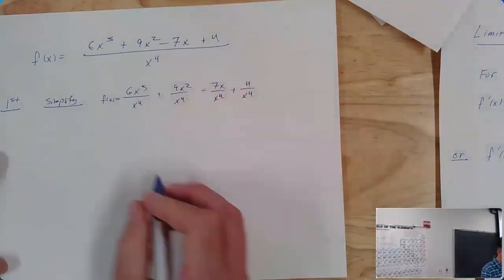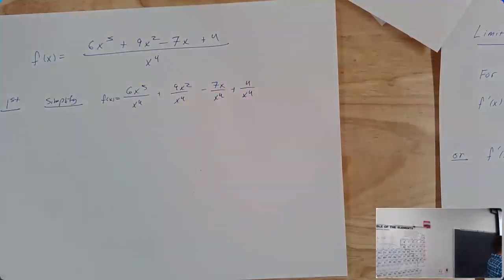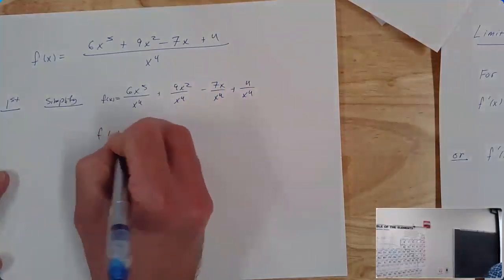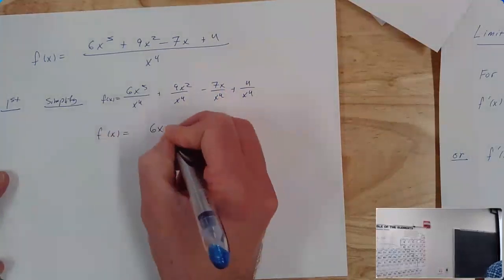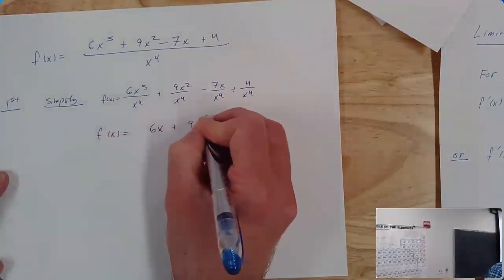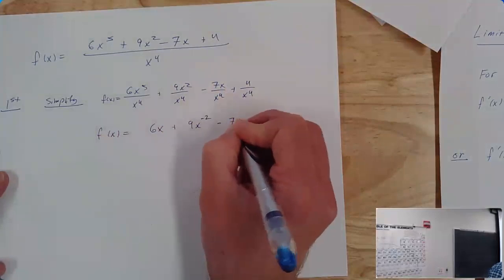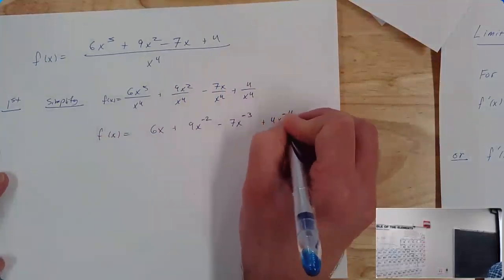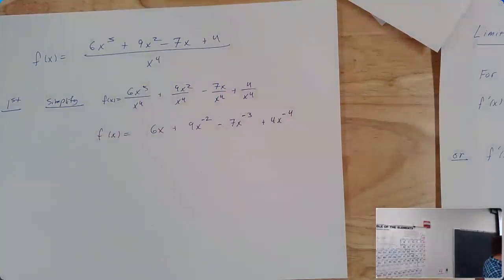And then I'm going to rewrite them each so they look like just something times x to a power. So I don't want something in the denominator because that's not very helpful. But if I have this is equal to 6x plus 9x to the minus second minus 7x to the minus third plus 4x to the minus fourth, then it is very, very easy to use the power rule again.